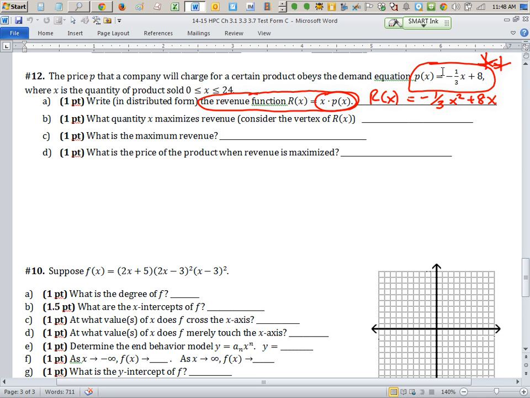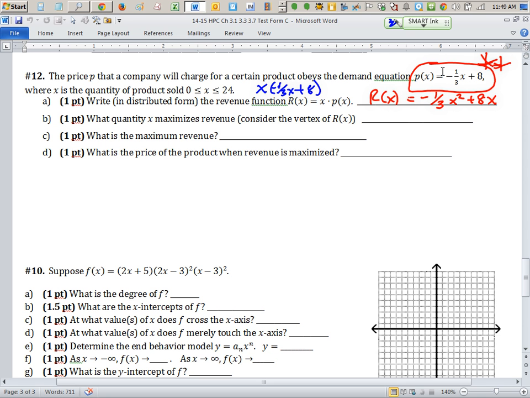Fine. If you want to, you could have written the answer like this, and I'd give you full credit: x times (-1/3 x plus 8). You could have just read the question. It says multiply p of x by x. That's all it says. Are you willing to read? Now, the next question gets a little tricky.